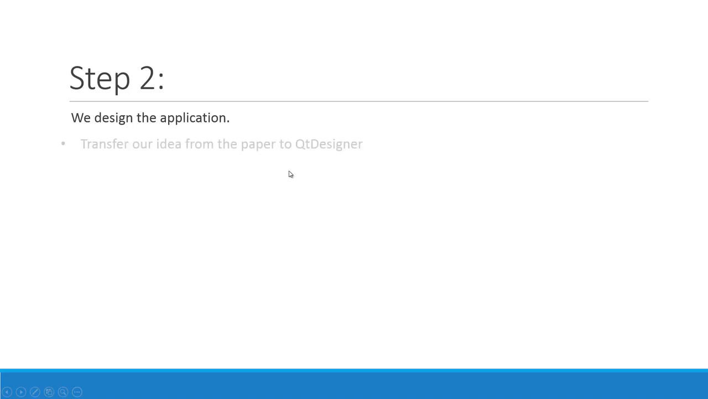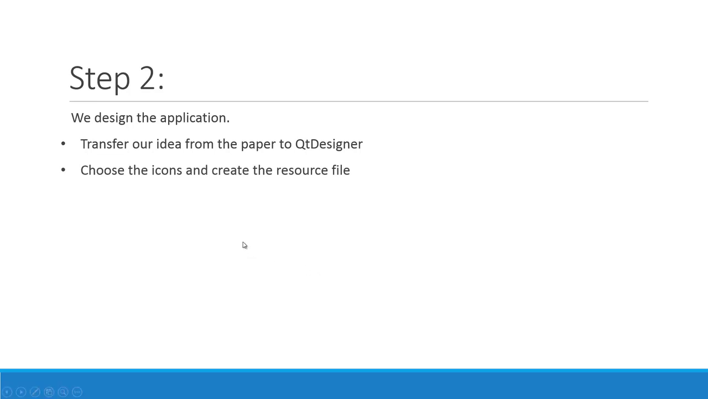Step 2, we design the application. So we transfer our idea from paper to Qt Designer. You obviously don't have to follow exactly where you place your widgets or your table on the paper. But if it works out better some other way in the Qt Designer, you go ahead and just do it. But generally, do hold on to whatever design you sketched on the paper, obviously, if you like it.